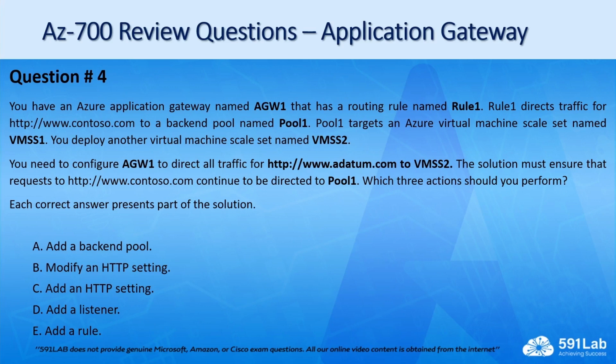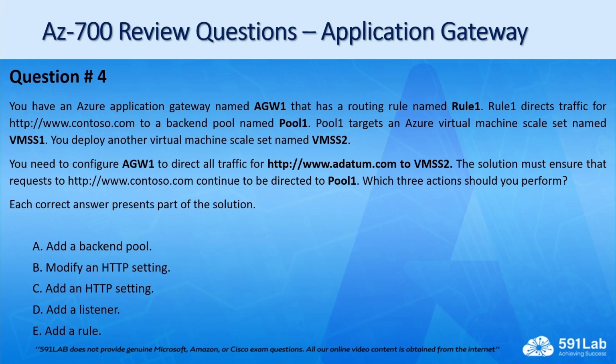So what do we need to create here? The first thing which comes to my mind is that we need to create a separate pool for VMSS2 where my www.adatem.com traffic will route. Okay, so let's say we created a backend pool and inside that backend pool we have virtual machine scale set 2. That's fine. Now, do we need to create any more? Let's see what the options are. Add a backend pool.